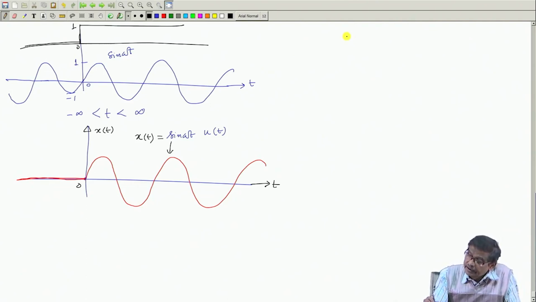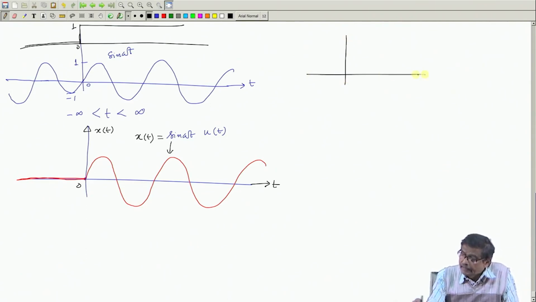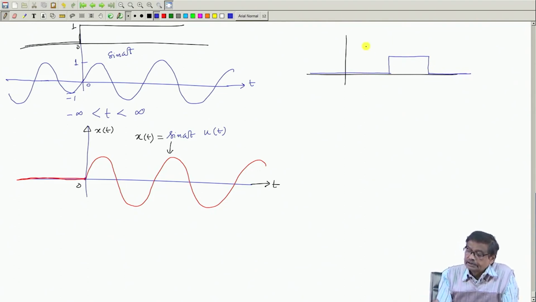For example, a function like this, a rectangular pulse signal, this is my x(t). If you say, how can I express it? Suppose this is t equal to a, this is t equal to b, b is of course greater than a, as can be seen, this is this one.